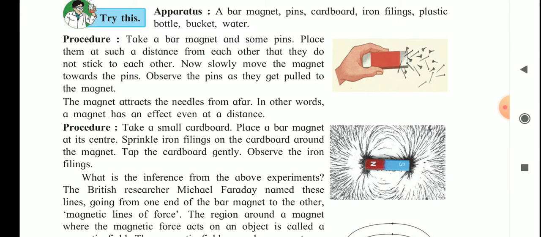Now, the procedure. Take a small cardboard. Place a bar magnet at its center. Sprinkle iron filings on the cardboard around the magnet. Tap the cardboard gently. Observe the iron filings. So, what is the inference from the above experiment?